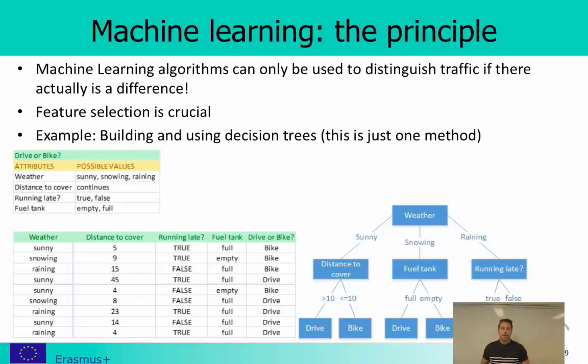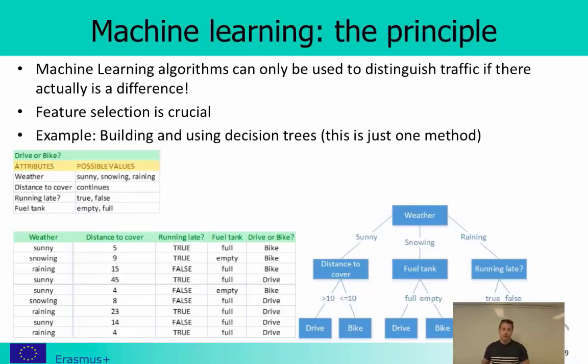In the example here, I will be showing a basic principle of machine learning used in the decision of whether we should drive a bike to go to work or school. And so again, we have some attributes or some features. So here they are: the weather, and they can be described through the weather condition. Is it sun? Is it snow? Is it raining? We have a distance to cover, so that's a continuous value.